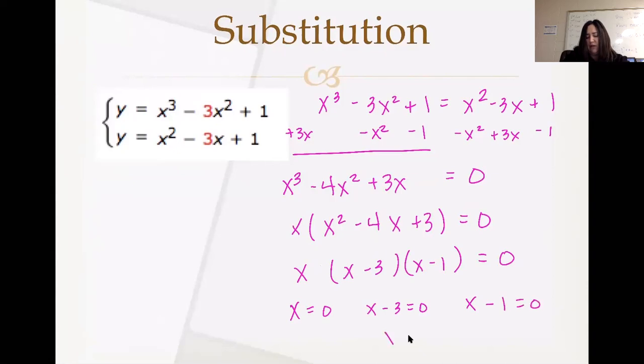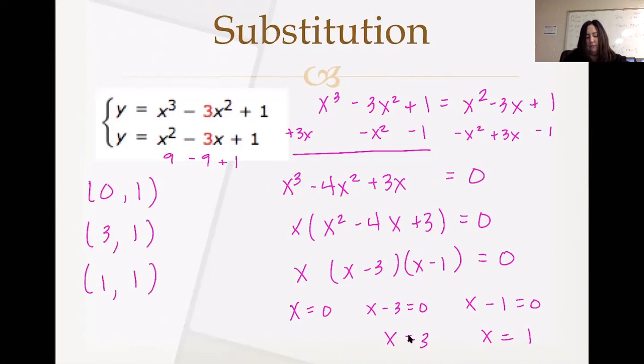Solve each of them. So we'd have x equals 0, x equals 3, and x equals 1. So again, you're going to plug these values back in. If you plug in 0, we would get 1. If you plug in 3, we'd have 9 minus 9 plus 1, which is going to give me a 1 as well. If I plug in 1, we'd have 1 minus 3, which is -2. -2 plus 1 is also 1.